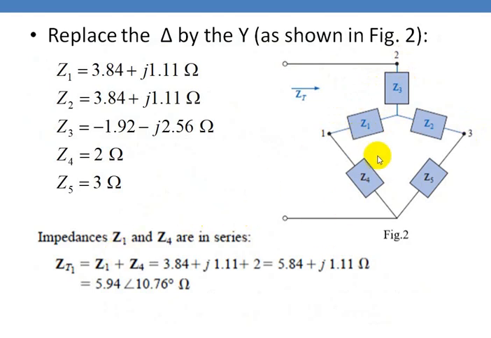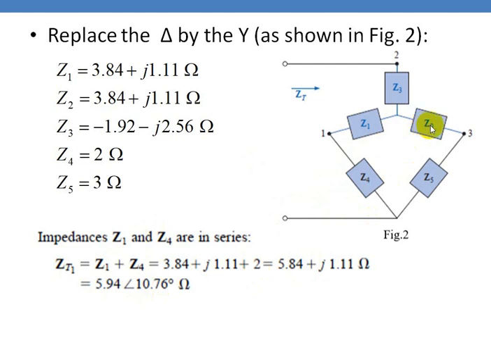So now you'll find that these two impedances are in series and these two are in series. So you can make this as one. I'm calling it ZT1, that is Z1 plus Z4. You find this is 5.94 at an angle of 10.76 degrees.